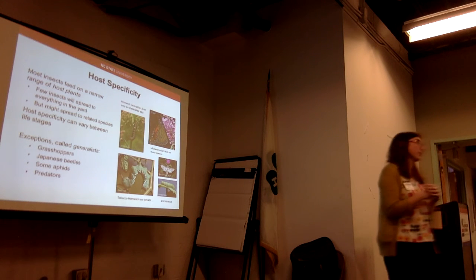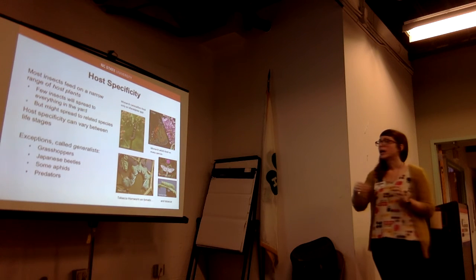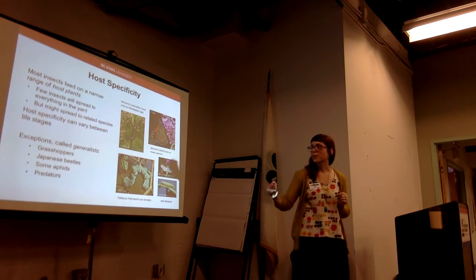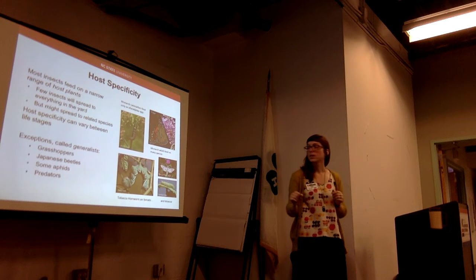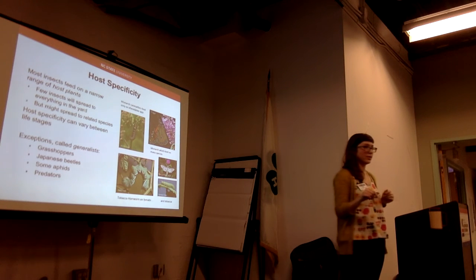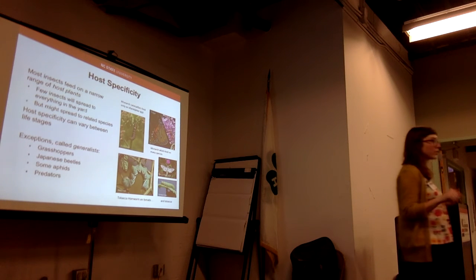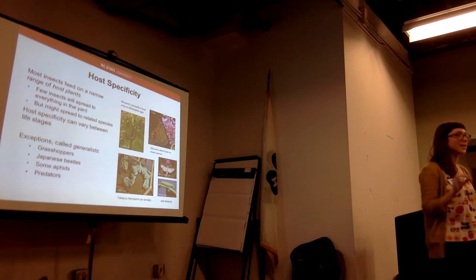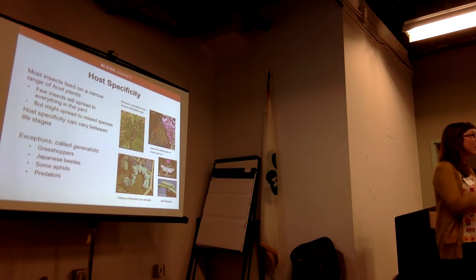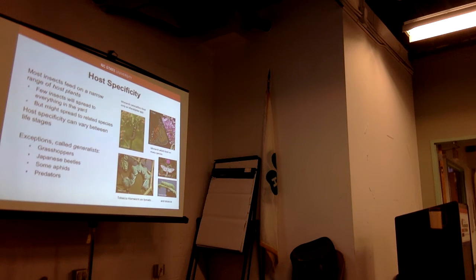So there are some generalists. There are some insects that just are out to get us, and they don't really care. This includes things like grasshoppers, Japanese beetles, some aphids, and luckily for us, predators. The predator insects tend to be somewhat more open to what they're preying on. So it's actually very lucky that there really aren't that many generalist herbivores, things that are going to be eating our plants. There are a good number of generalist predators. So that's finally some good news.